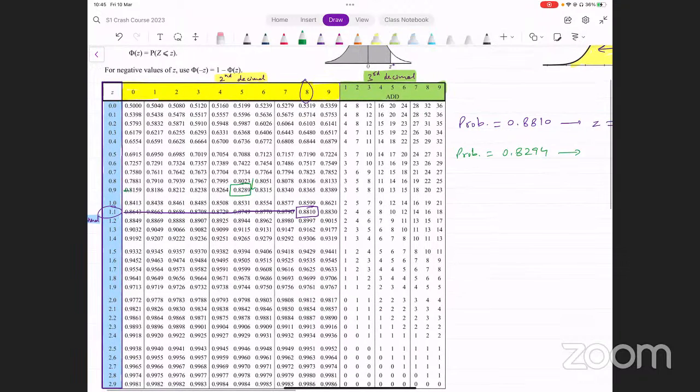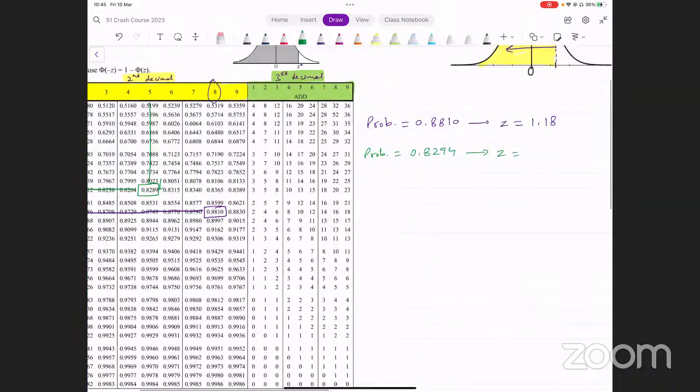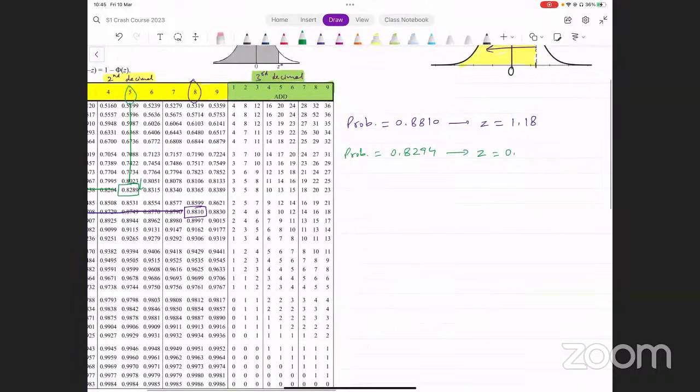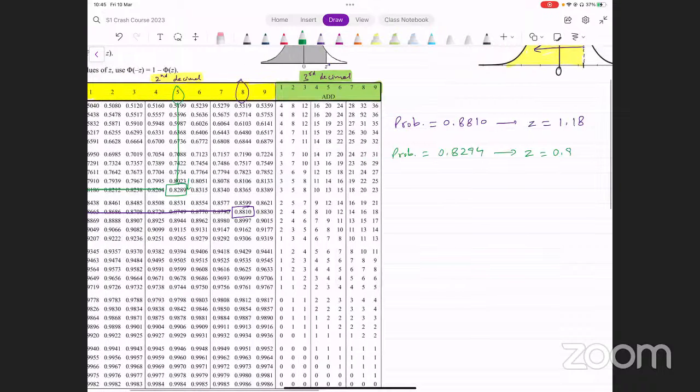Now, what's the corresponding z value for this? It's 0.95. That is going to give you the first two decimal places of the z value, 0.9 and 5. Let's write that down here: 0.95.